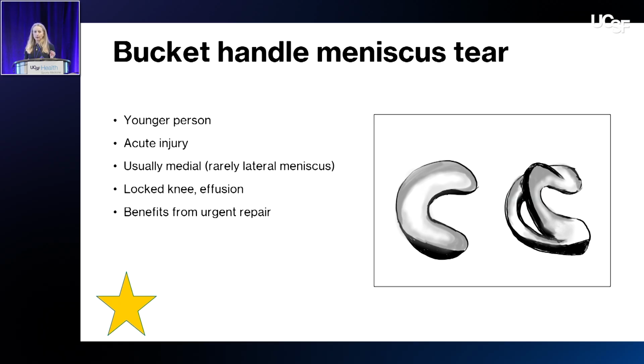This is where the meniscus tears and a piece of it flips up like the handle of a bucket. Typical story, this is a younger person. There's been an acute injury. Usually this is medial, so they'll be tender medially. They will have a locked knee. They won't be able to fully extend. They will have a moderate to large effusion. These patients should be put on crutches. They should have urgent X-ray and MRI. They should have an urgent referral to a sports medicine surgeon.